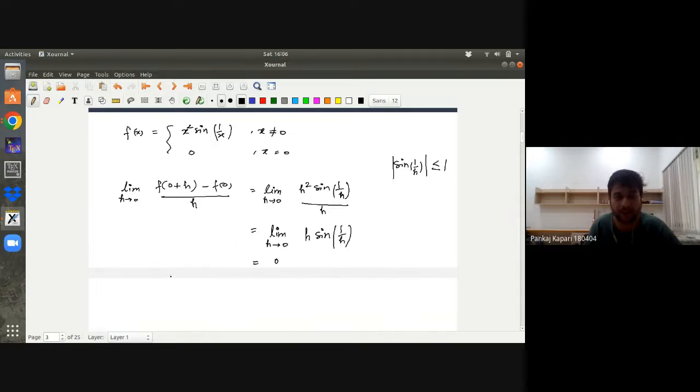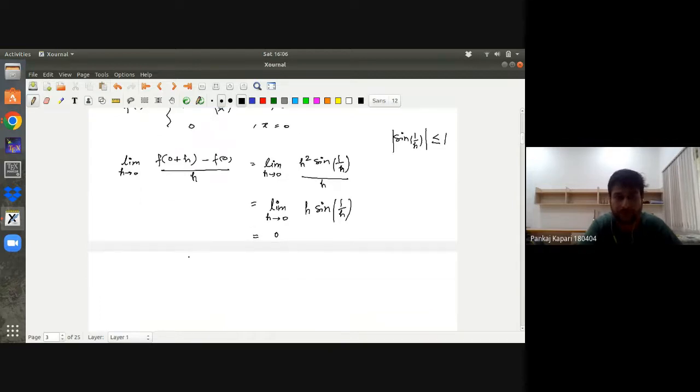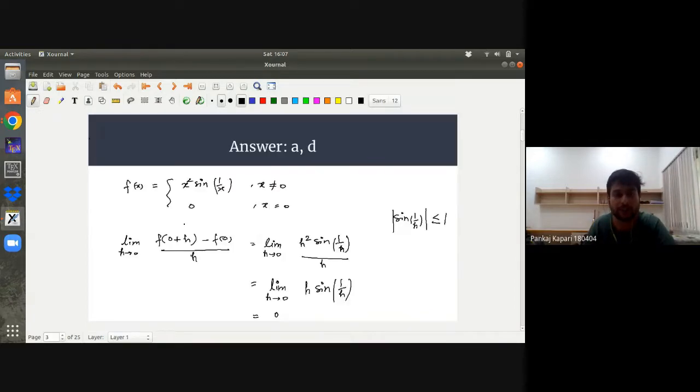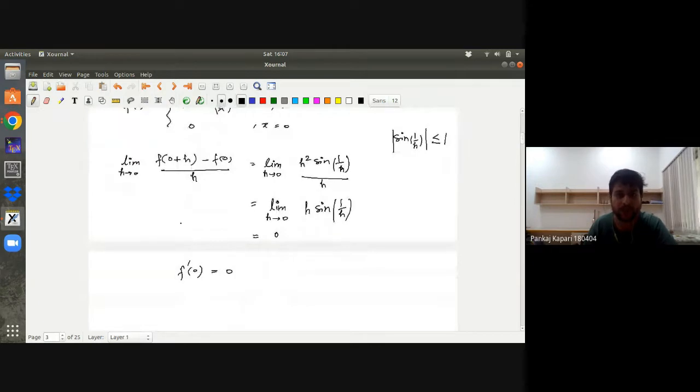And further, the value of f prime at the origin is equal to 0. So this we have found. We have found the value of the derivative at the origin, at 0.